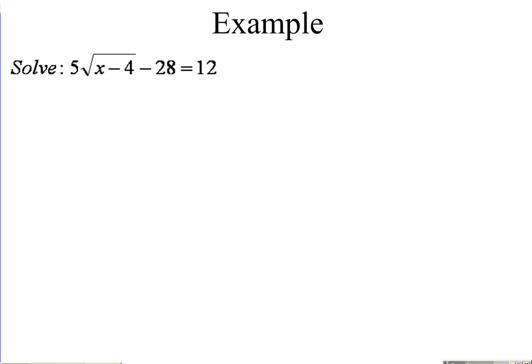So looking at this example here, our goal is still to solve for x. But when x is inside a radical, what we first need to do is get that radical by itself. So I need to add the 28 to the other side. 12 plus 28 is 40. Finish getting the radical by itself by dividing by 5.